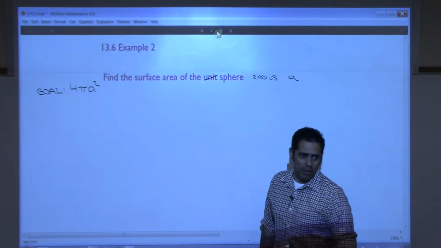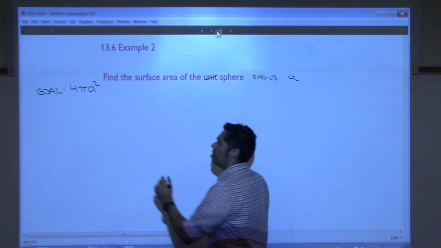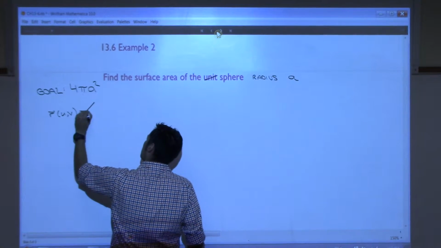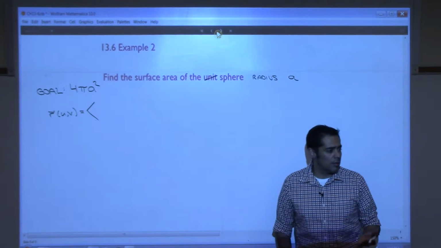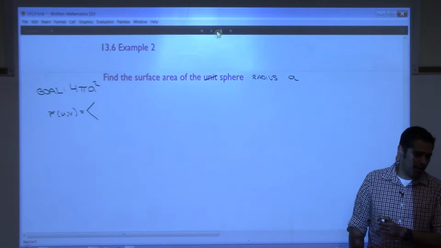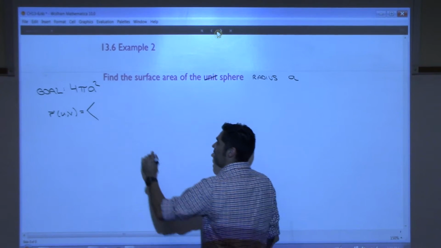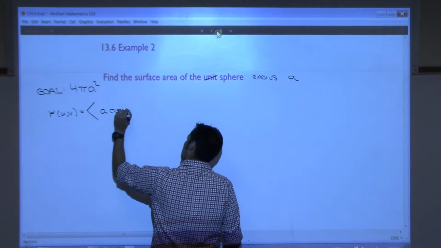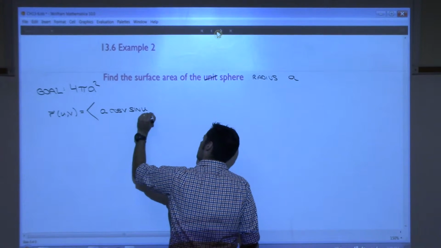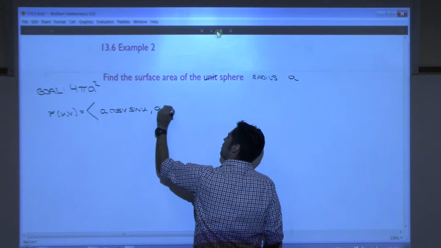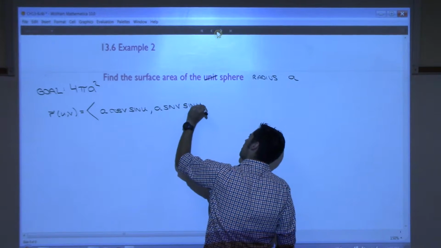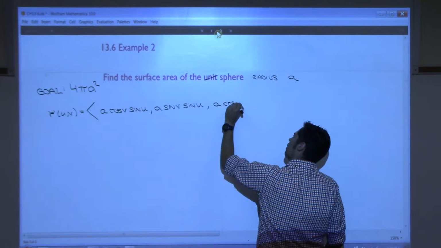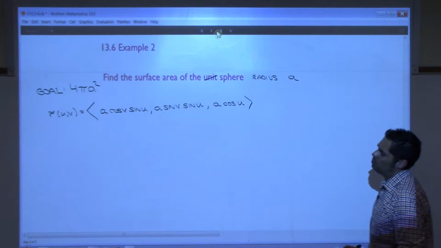I need to be able to draw the surface first. So how about we do it with this? r of u,v equals, let's use the same thing we used just a second ago, except it's not radius 1, right? It's radius a. So I'm going to go a, what was it, cosine v sine u? Is that what I did? And then a sine v sine u, or sine u sine v. Then the last one, a cosine u. Are we on the same page?